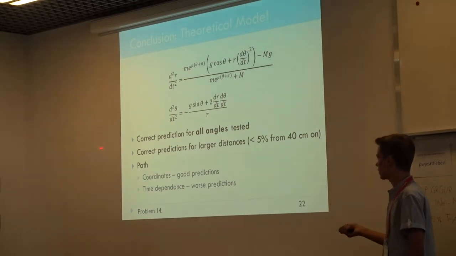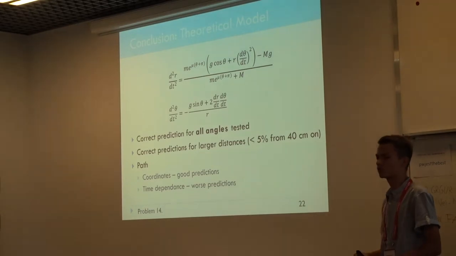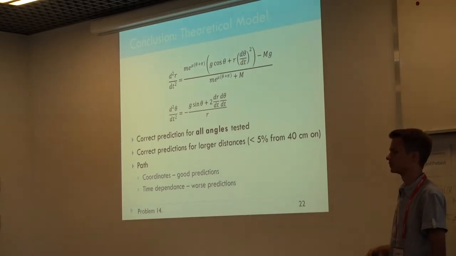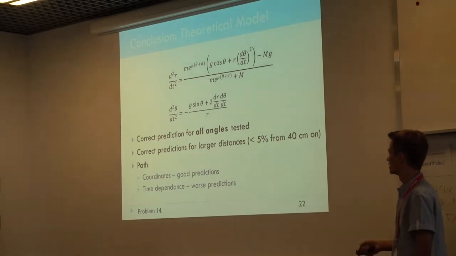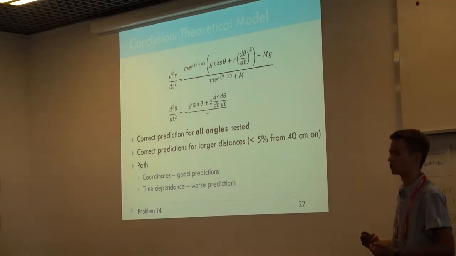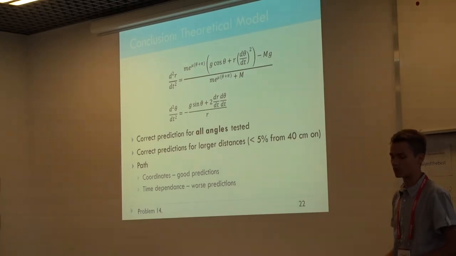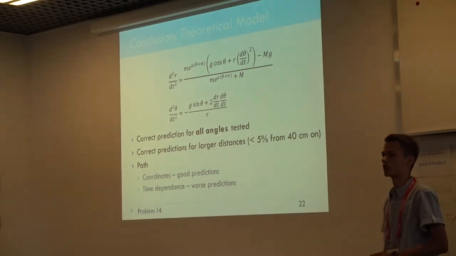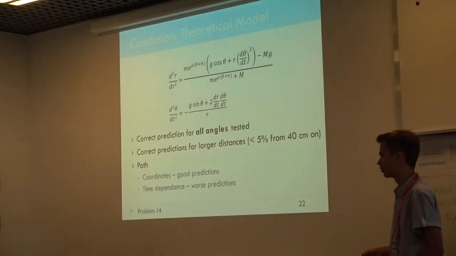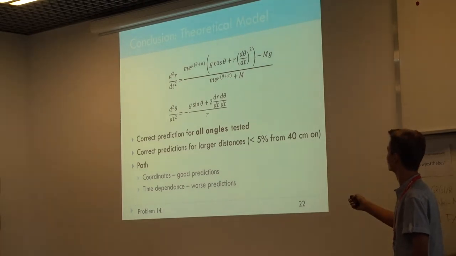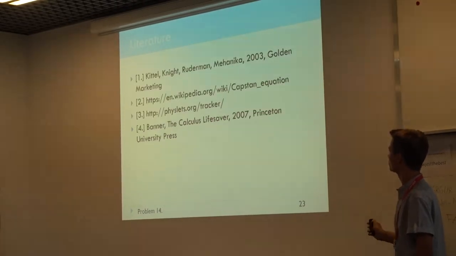So now about the path, the theoretical model made very good predictions about the actual path in space, the coordinates that the small weight will follow, but it made worse predictions for the time dependence because of the approximation that the force will act exactly towards the center of the rod. This is the literature that I used, and that's it. Thank you for your attention.